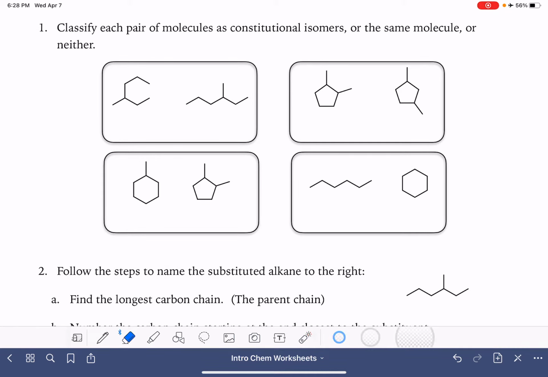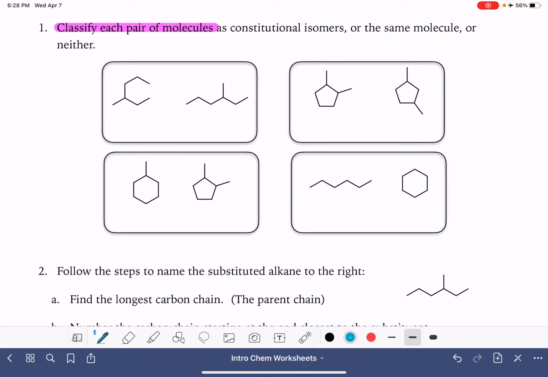I'm asking you to classify these pairs of molecules. So you've got two molecules here in a box, and I want you to classify them as being either constitutional isomers of each other, or being the same molecule just drawn two different ways. Or perhaps their relationship is neither of those two. So they're not constitutional isomers and they're not the same molecule, they're just something different.